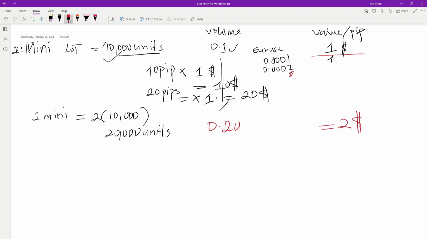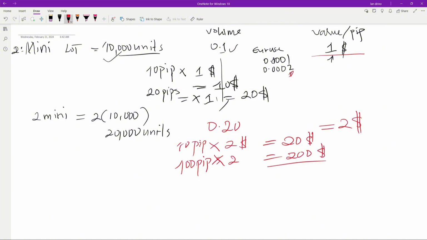Now what if the market moves in your favor by 10 pips? How much are you going to be making? You are going to be making 10 times the value per pip, which is $2. So you'll be making instantly $20 in the market. If the market moves in your favor by 100 pips, how much are you going to be making? 100 times 2, you are going to be making $200 instantly as profit or loss, depending on where the market moves.